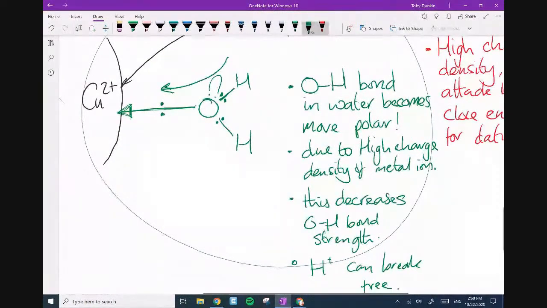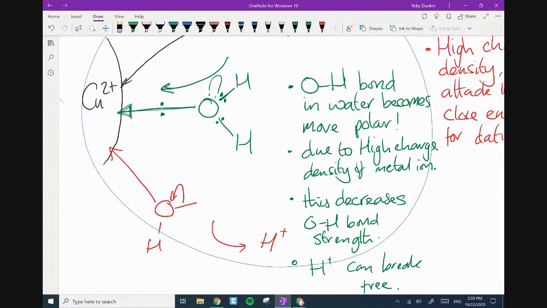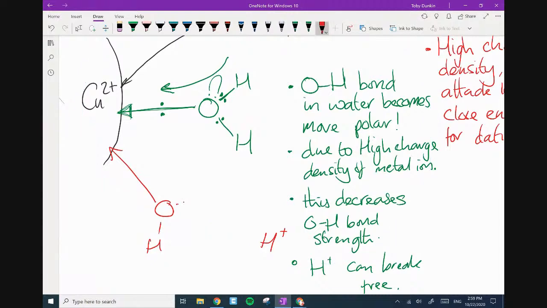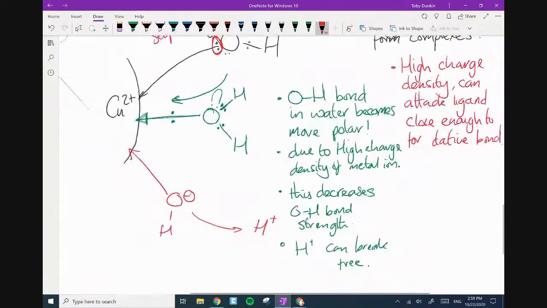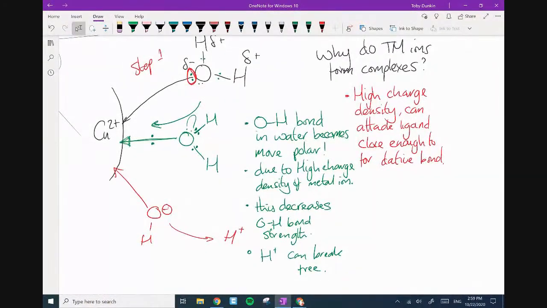This is the third step. The electrons will hop back that way and H+ will break off, and the O is then left as a negative. So the H+ can actually break free, and that's where the pH comes from.